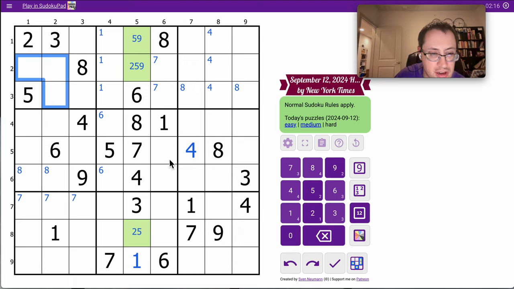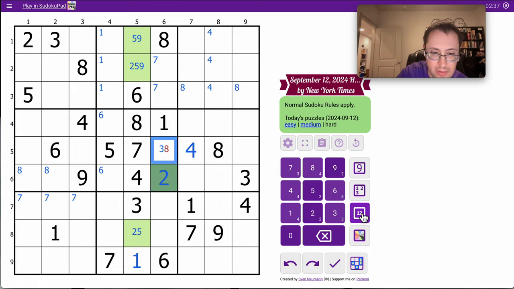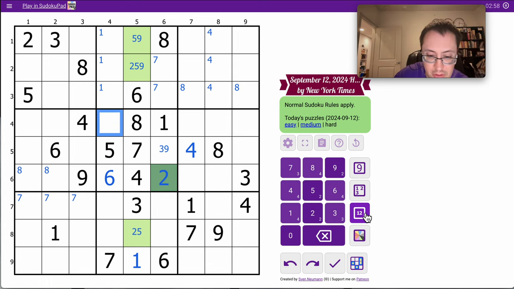I need 2, 3, 6, and 9 for region 5. That cell at the bottom right sees 3, 6, and 9. It must be 2. This one isn't 6, and therefore must be one of the other 2. Actually, this one sees 3, 6, and 9. That one sees 3 and 9. Therefore, must be 6. And this one is now 3 or 9.